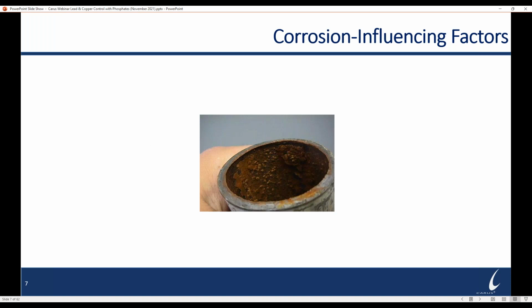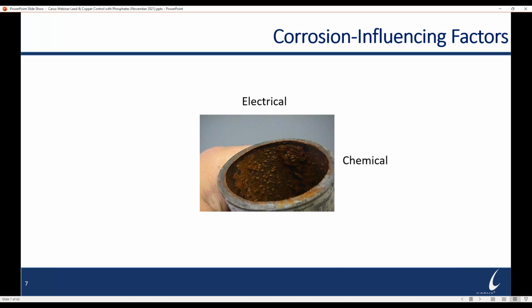So when we talk about corrosion, we're really talking about four major issues that can cause corrosion in your system. The first is you have both water and different metals that can conduct an electrical current. So that can set up a corrosion cell out there in your distribution system.